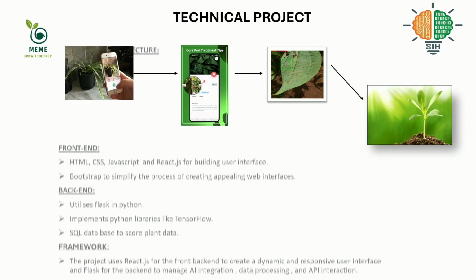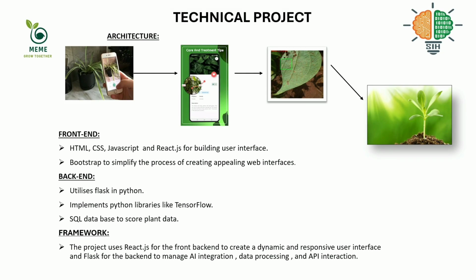Going to the technical end, first comes the front end. Here we use HTML, CSS, and JavaScript. As in all other websites, HTML is the backbone of our project. Bootstrap is a CSS tool used for enhancing the website and making it more creative, and React.js is used for building the user interface. The backend is where the core logic, data processing, and server-side work happens.